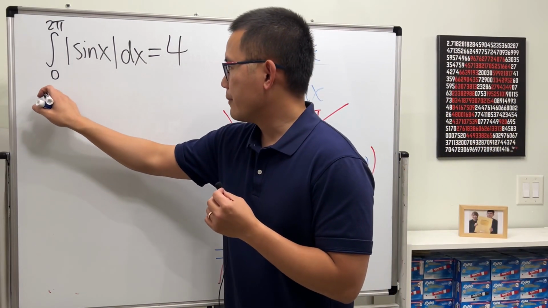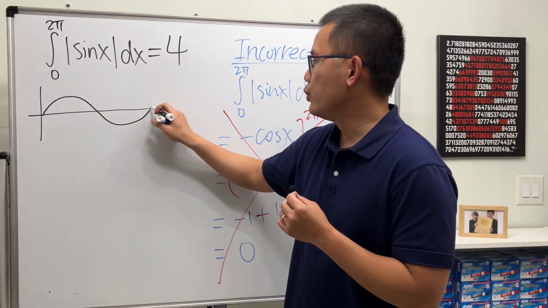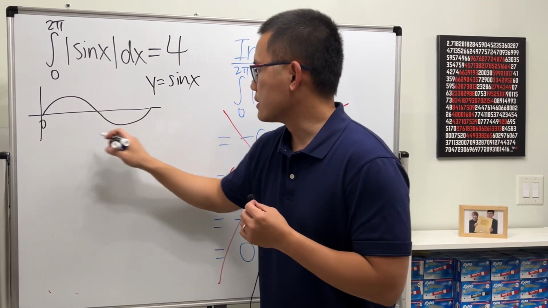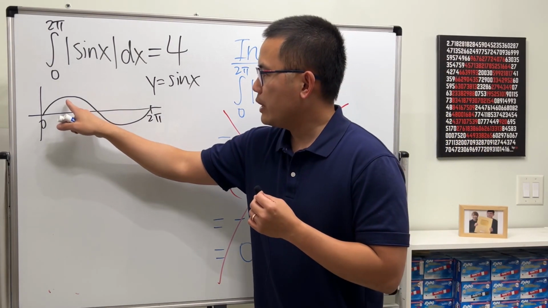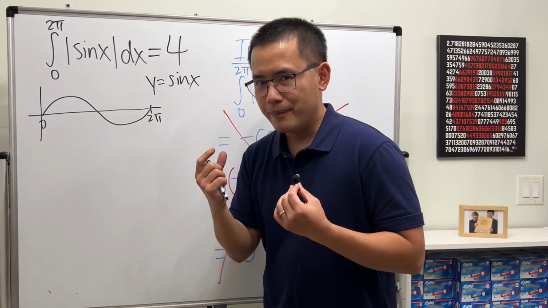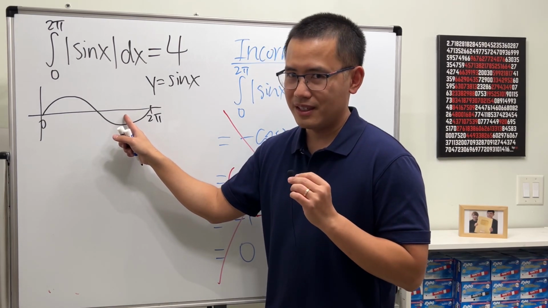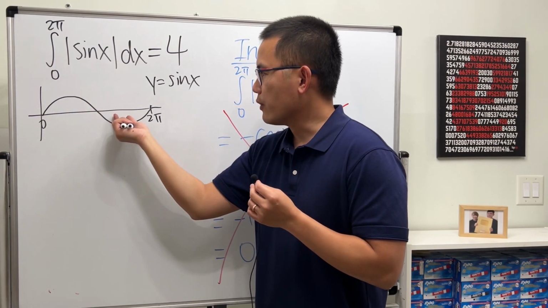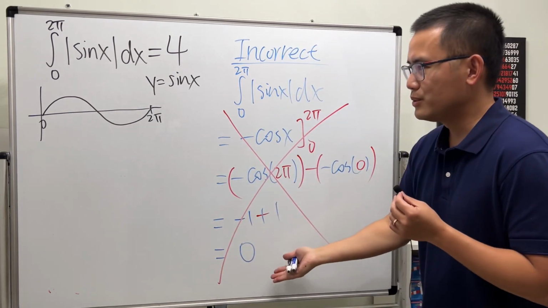Let me give you a graph right here. This is how the sine function looks like usually. Y equals sine x going from 0 to 2 pi. So it looks like the area here and the area, well, the value of the area has to be always positive, but the value of integral can be negative. So the integral for this region will be positive. The integral for this region will be negative. They cancel out, like 0, right?